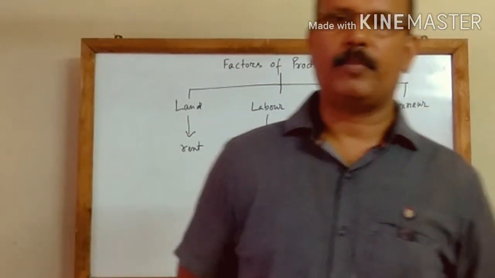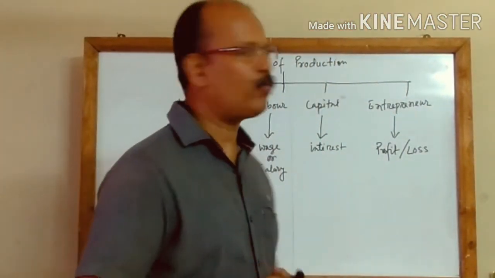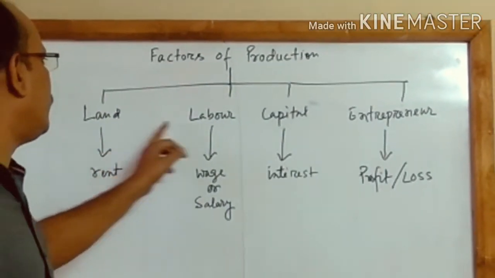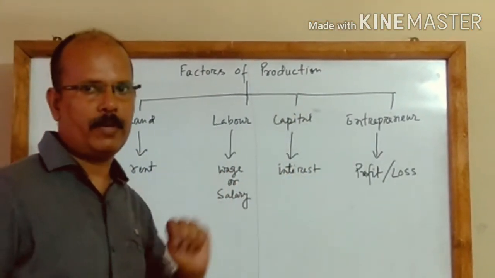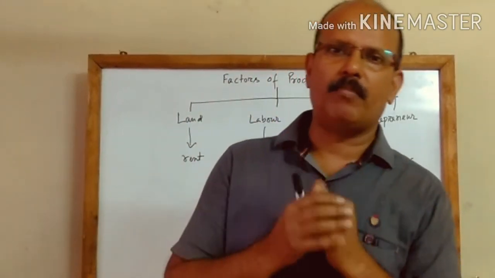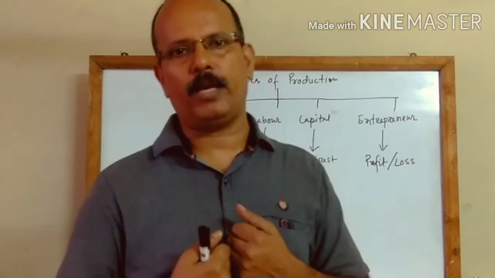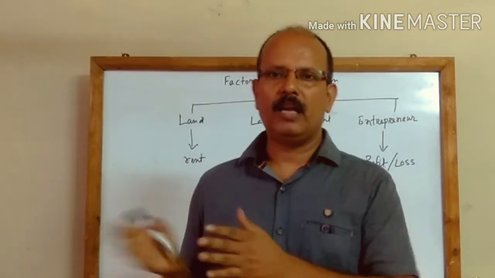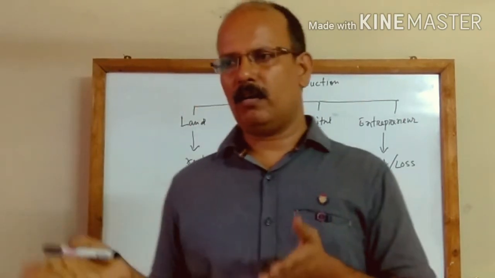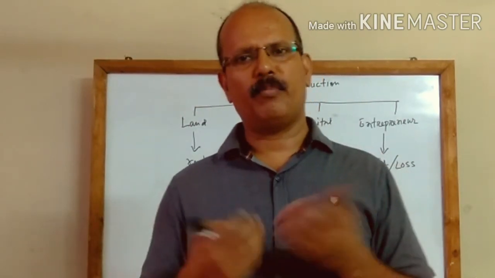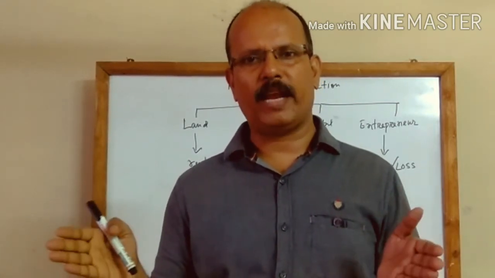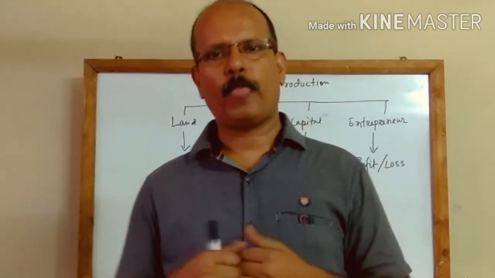capital and entrepreneur. So these factors of production can be classified as I have shown here: land, labor, capital and entrepreneur. Now these particular terms have some special meaning in economics in comparison to the general meaning. When we talk about land in common parlance, the meaning of land is a piece of land, a plot of land, that is surface of soil.